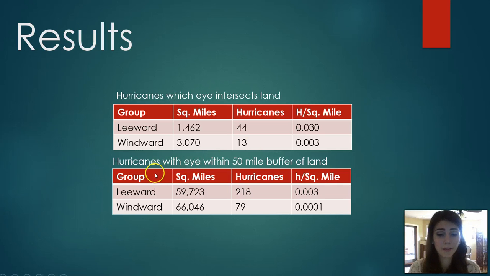Also, I analyzed hurricanes which their eye intersected the buffer. And for the Leeward Islands, you can see there were 218, and the Windward Islands, there was only 79, even though the square miles of buffer is relatively similar. So this is, again, a significant difference and supports my hypothesis.